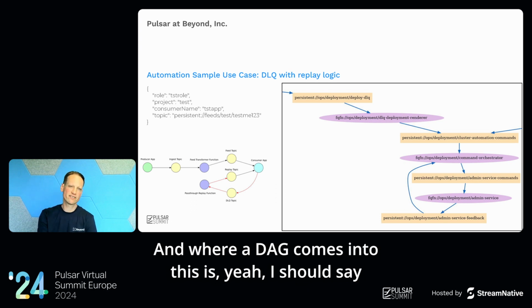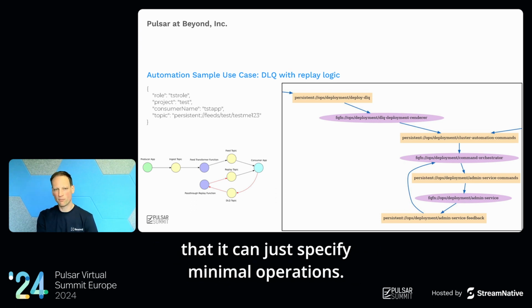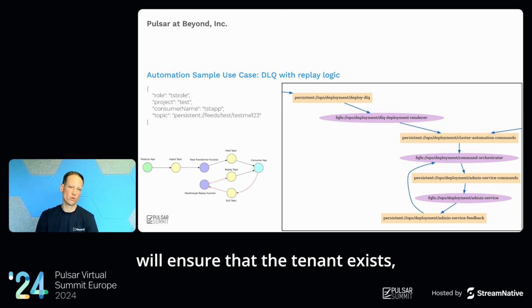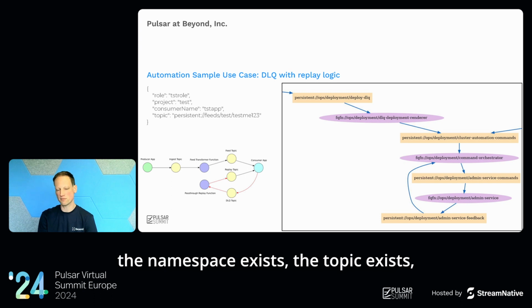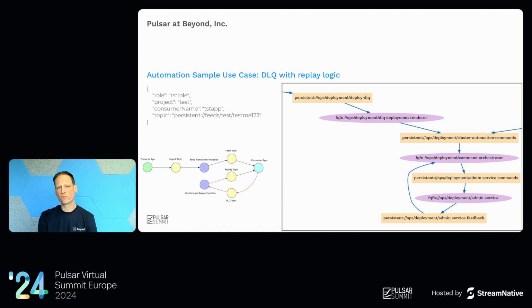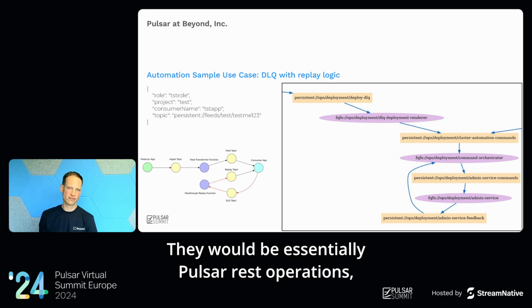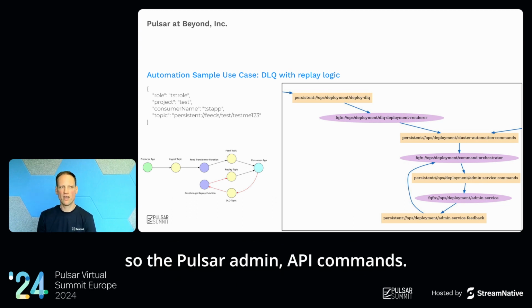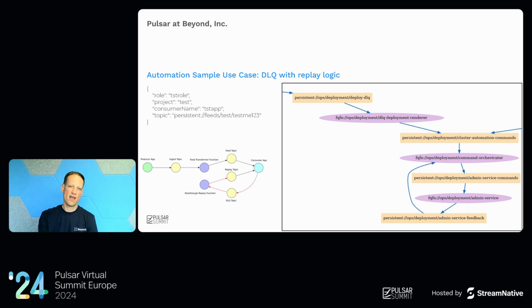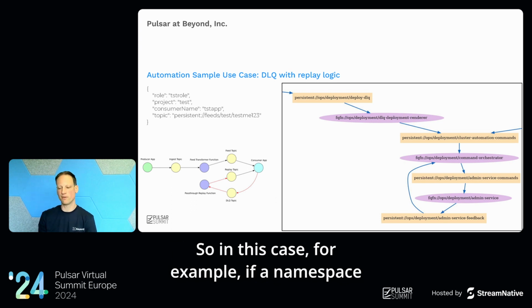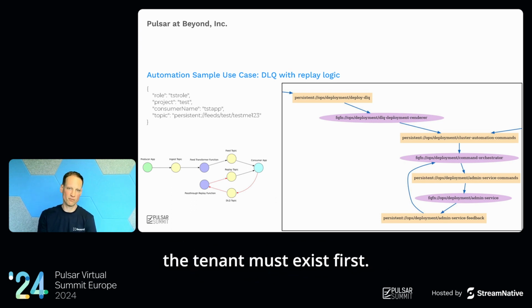And where a DAG comes into this is, I should say that it can just specify minimal operations. So if it grants permissions on a topic, then the library code that gets pulled in will ensure that the tenant exists, the namespace exists, the topic exists, and then grant permissions. And a DAG is created from all those operations. They would be essentially Pulsar REST operations, so the Pulsar admin API commands. They get assembled with their dependencies. So in this case, for example, if a namespace is being created, then obviously the tenant must exist first.